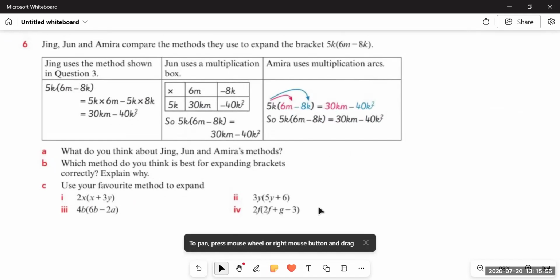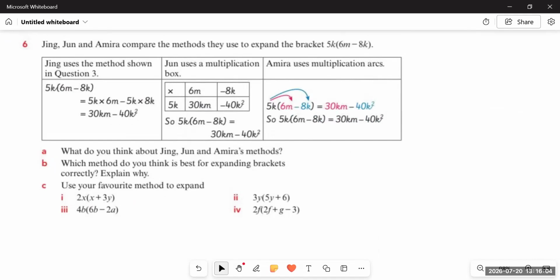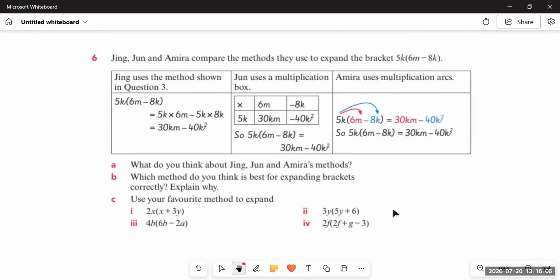Now the next question, question number 6 says, Jing, Jun, and Amira compare the methods they use to expand the brackets. Okay, they are all using different methods. Actually, it is not a different method. It is the same method with different styles.